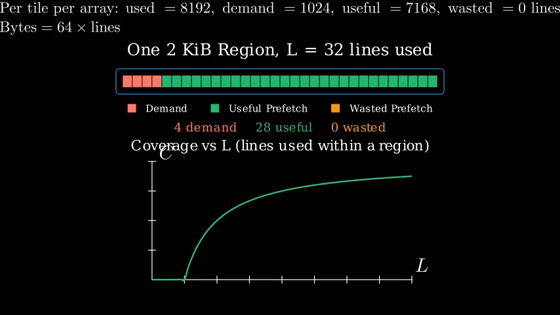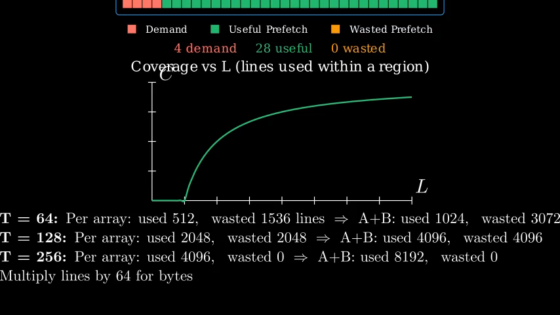entire region is consumed. Let us summarize memory traffic to dynamic random access memory for one tile multiply of A and B. Without prefetching, the traffic equals the unique lines actually used. With this region prefetcher, the traffic equals used lines plus wasted prefetched lines. For T equals 64 per array, there are 512 used lines plus 1,536 wasted lines. For A and B together, that is 2 times 512 equals 1,024 used lines, and 2 times 1,536 equals 3,072 wasted lines. The prefetcher multiplies the traffic by about 4x, which can overwhelm bandwidth.